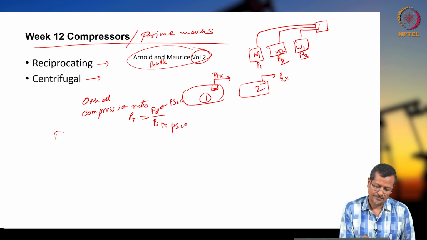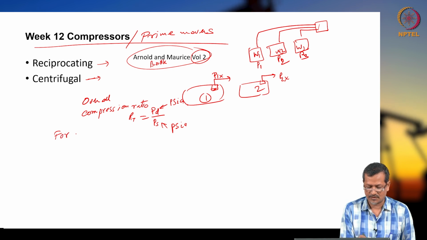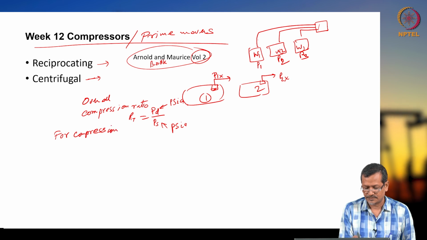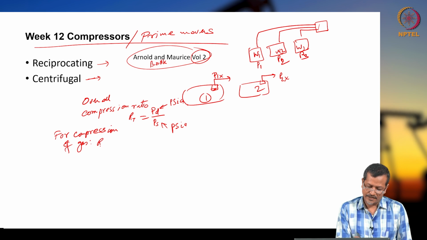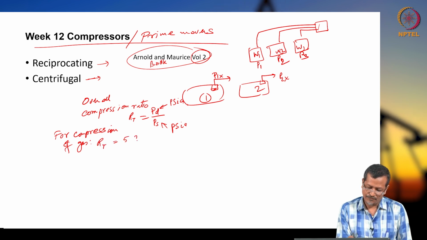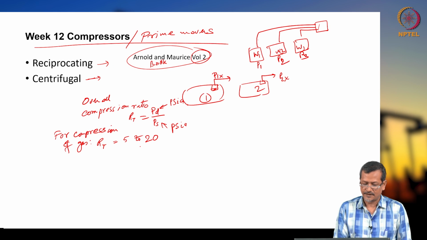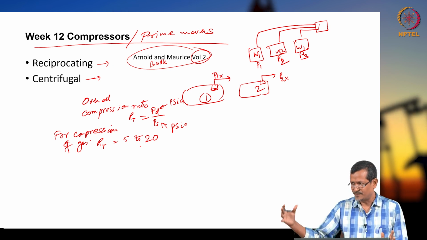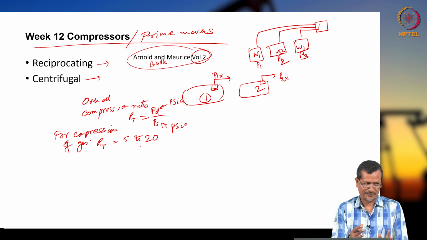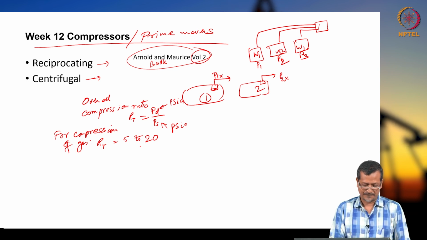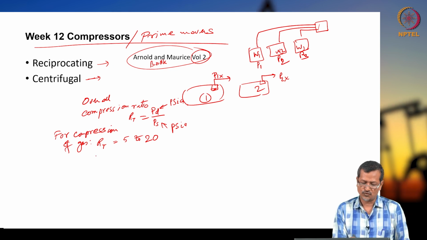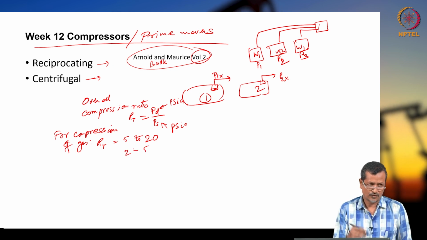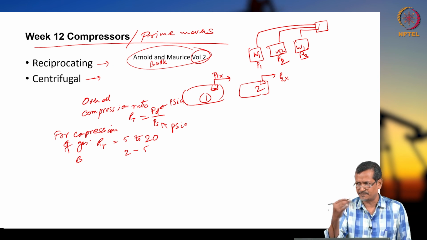For surface production gas compression, normally the RT value will be 5 to 20. Let's say you take 20 cubic meters of volume, finally it will be 1 cubic meter, so that ratio. For a booster compression system, the pressure ratio will be like 2 to 5, a lower pressure booster. You are just boosting some pressure.